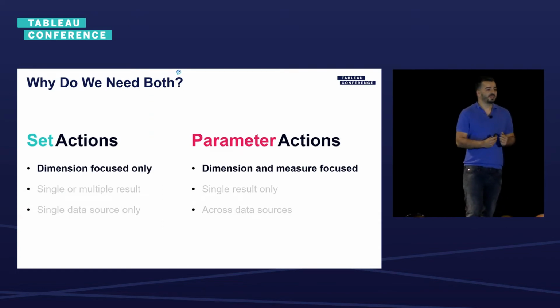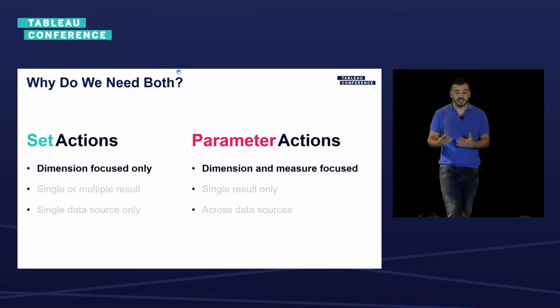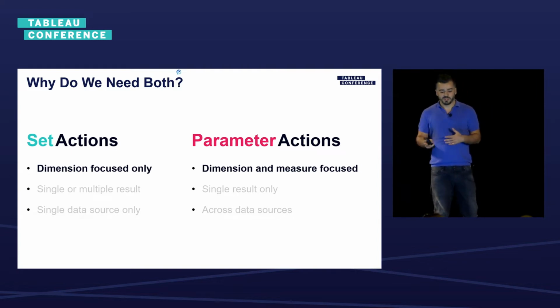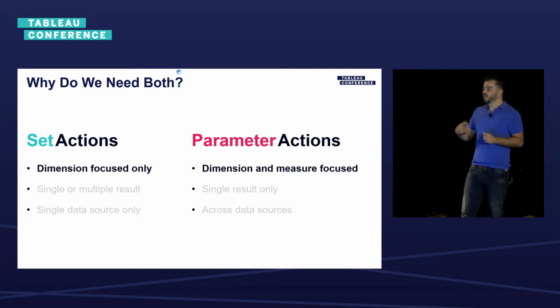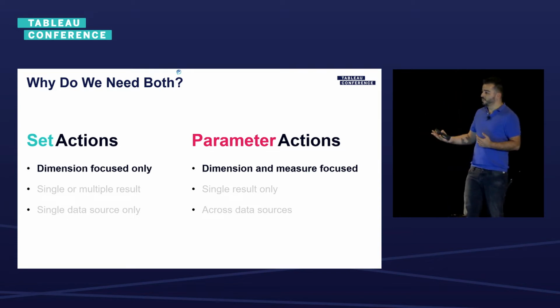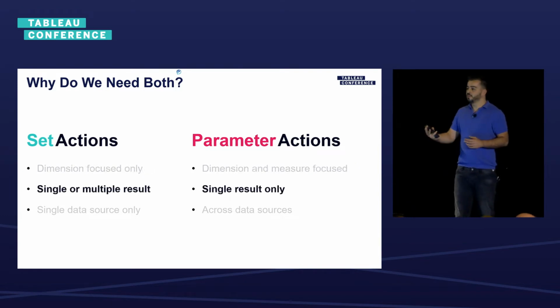And as we mentioned at the beginning, the reason why they behave differently is because of the inherent properties of sets and parameters themselves. That's why we have a few fundamental differences between set and parameter actions. The first one is that set actions generally work on dimension levels. So you use dimensions to create sets, whereas parameter actions can get as values anything in the data. So they work both with dimensions, but also with measures in the data. Second, set actions can store single results or multiple results, whereas parameter actions can store only a single result, and it can be aggregated, but at the end of the day, it will be just one value.